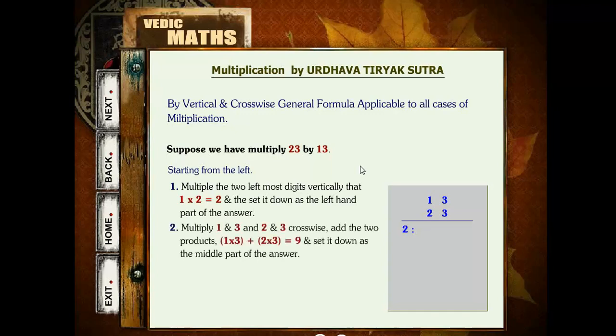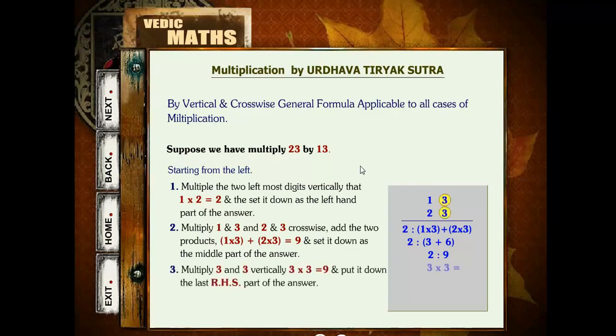Secondly, multiply 1 and 3 and 2 and 3 crosswise. Add the two products, that is 1 into 3 plus 2 into 3, to get 9, and set it down as the middle part of the answer.